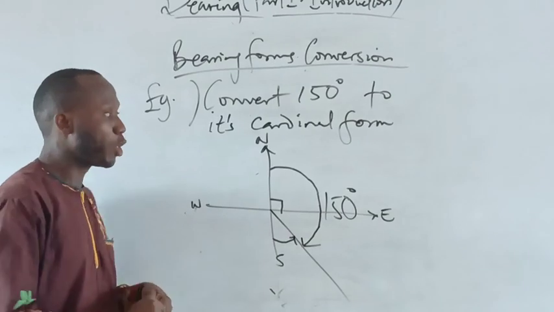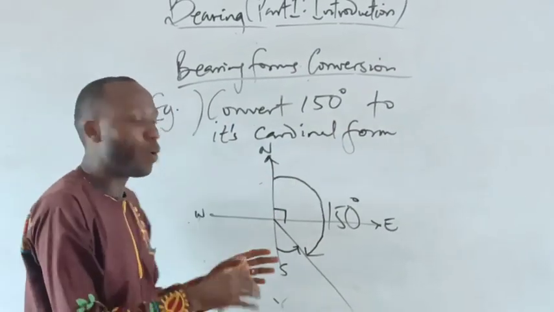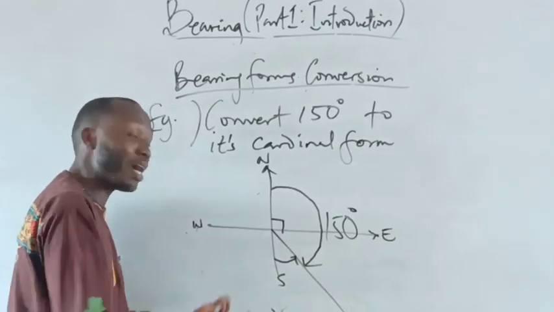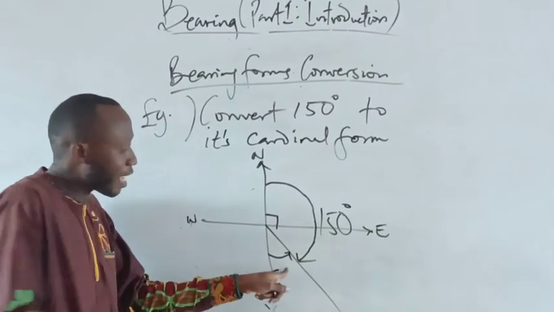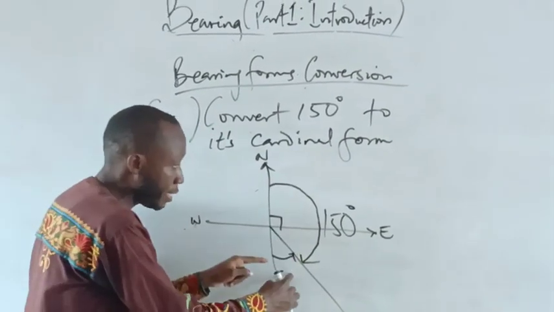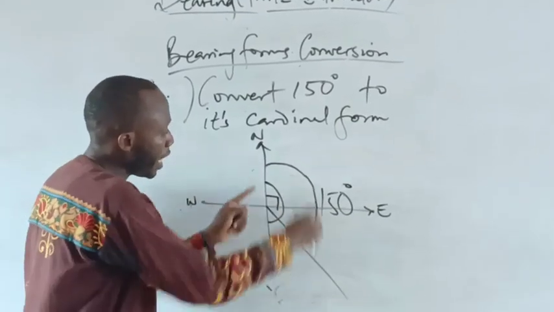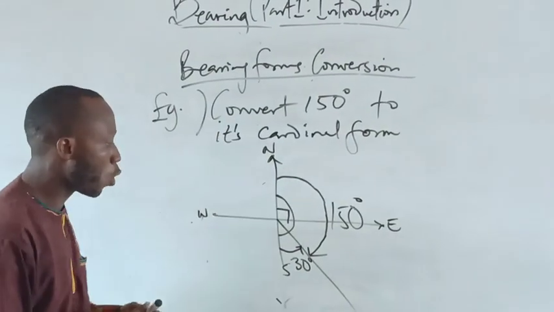Take note of that, because the clockwise principle applies only for the 3-digit bearing. But when it's the cardinal form, I told you, it can be clockwise, it can be anti-clockwise. Okay, so let's do this anti-clockwise. So what is the active angle here? It has to be 180. Don't forget, the full angle from here to here is 180. So 180 minus 150 is what? 30 degrees. So we are going to work with that.